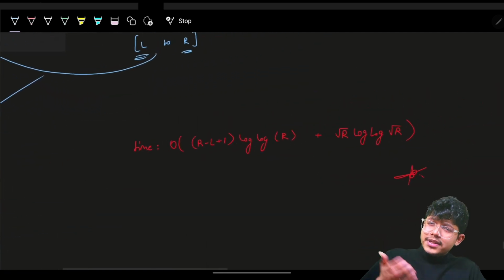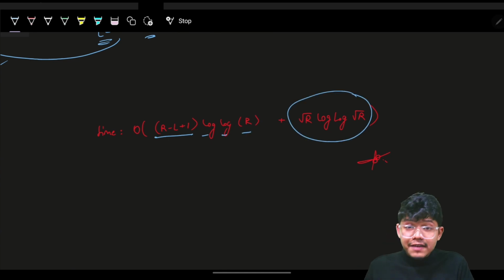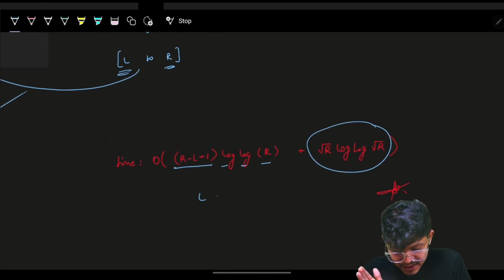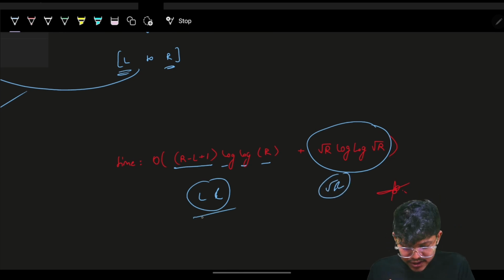And again, the complexity is the same as that of the sieve, so it will be R minus L plus 1 log of R. This is for the standard sieve, which we are calling from the L to R, and this is the root R sieve, which we are calling from this specific sieve.